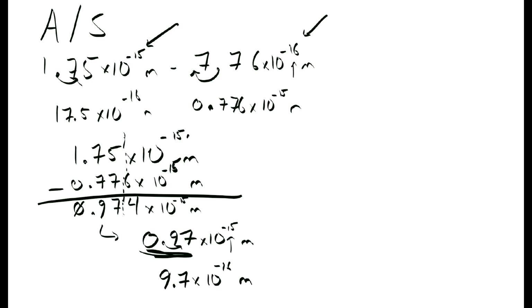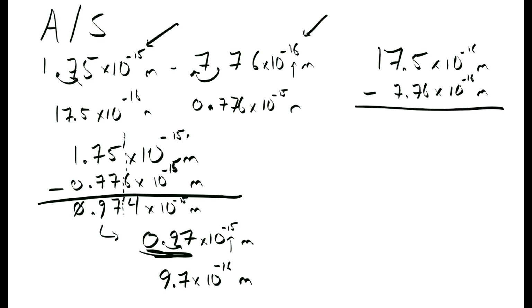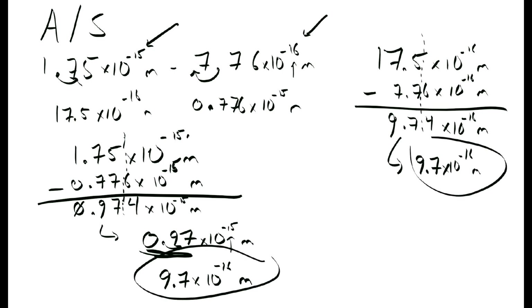And just to show you that you're going to get the same answer either way, 17.5 times 10 to the negative 16th meters minus 7.76 times 10 to the negative 16th meters. This is going to be times 10 to the negative 16th. That's not going to change. Here's that, and then you subtract, and 4.79. Oh, look at that. It worked out exactly the same. You round it, and 9.7 times 10 to the negative 16th meters is your answer either way.